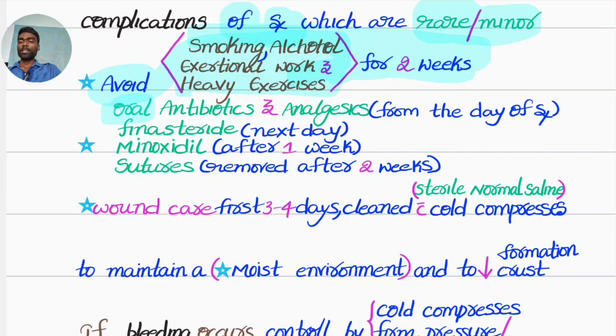Oral antibiotics and analgesics have to be started from the day of surgery. Finasteride can be started the very next day. Minoxidil only after 1 week of surgery. If non-absorbable sutures are done in case of follicular unit transplantation, it should be removed after 2 weeks.